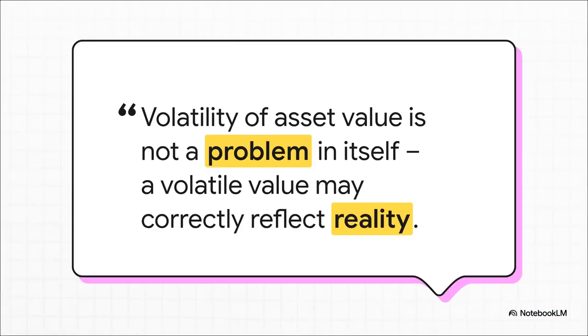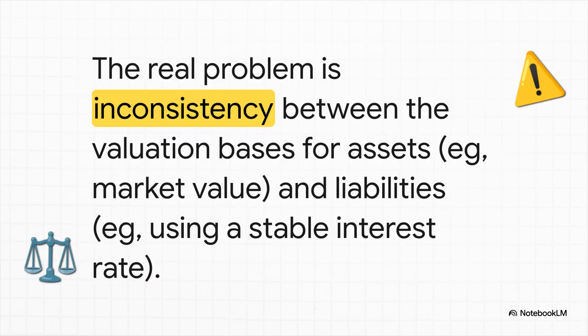I want you to really let this sink in because it's a huge point that a lot of people miss. We're sort of conditioned to think volatility is bad and stability is good, but this idea completely flips that on its head. A volatile asset price isn't necessarily a problem. In fact, it might be the most honest picture you can get of the underlying reality. So if the volatility itself isn't the enemy, what is? Well, here it is. The real danger is inconsistency. It's the mismatch in how you value things.